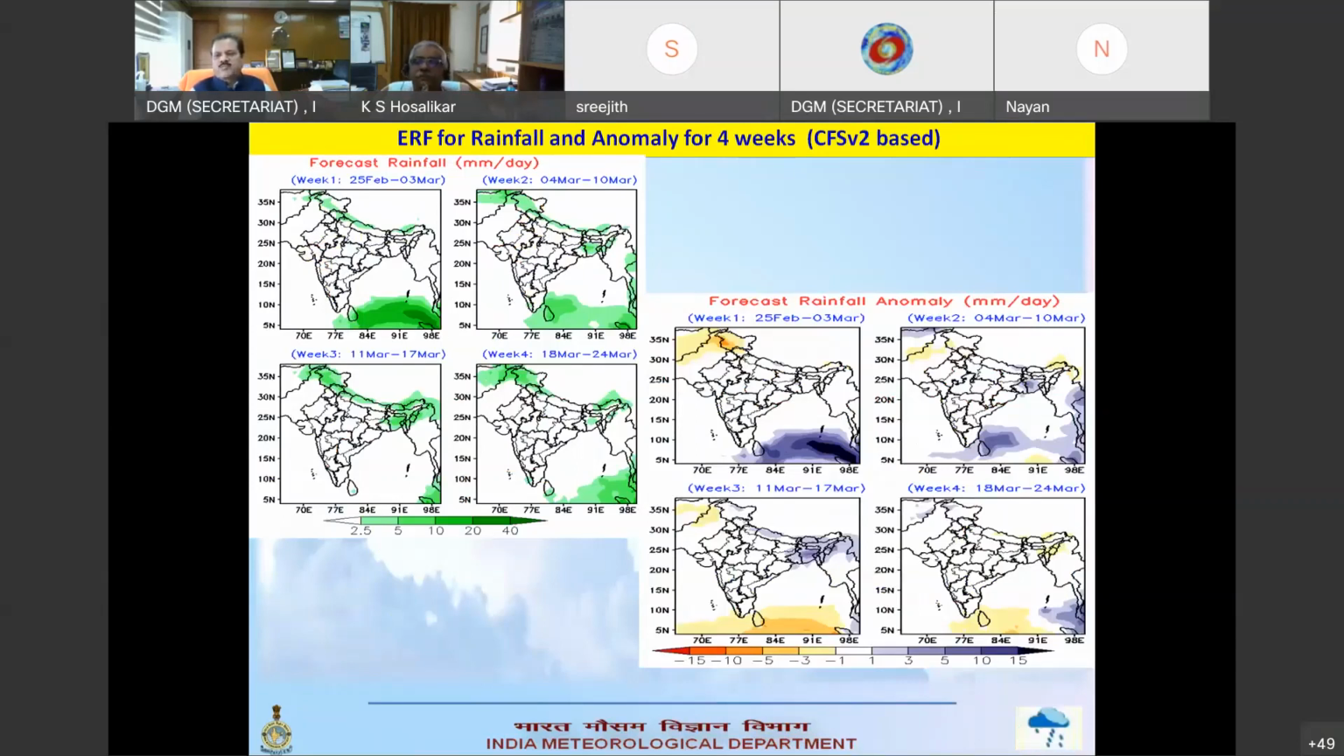And what we expect for the coming week is enhanced rainfall activity over Tamil Nadu and adjoining areas because of a low pressure area which is now lying over southeast Bay of Bengal and is expected to move west-northwest towards the Sri Lanka coast. Hence, from 3rd and 4th we can expect heavy to very heavy rainfall activity over Tamil Nadu and adjoining areas.